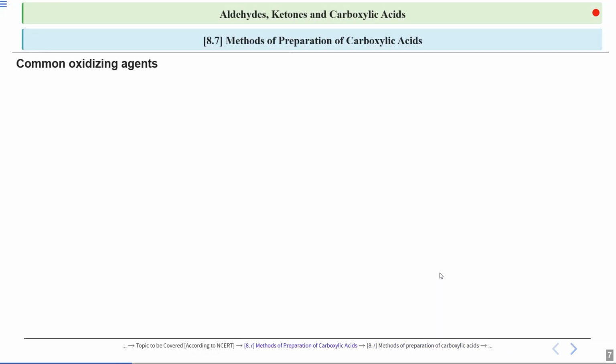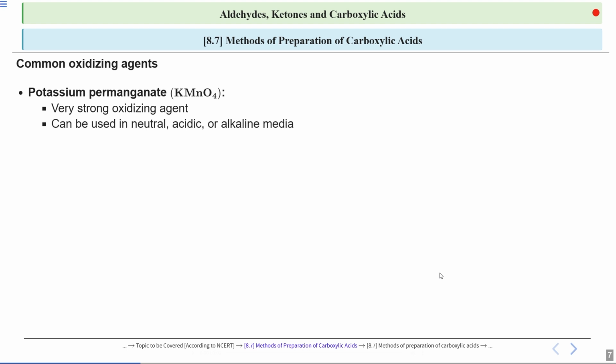Now, one by one, we will study all these common oxidizing agents. First one is KMnO4, which is potassium permanganate. This is a very strong oxidizing agent, which means it can effectively donate oxygen to other substances. So potassium permanganate is very versatile. Why? Because it can be used in different media, like neutral, acid or alkaline. So it can be used in any of these media.